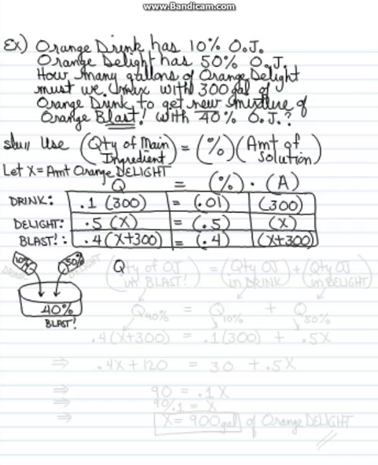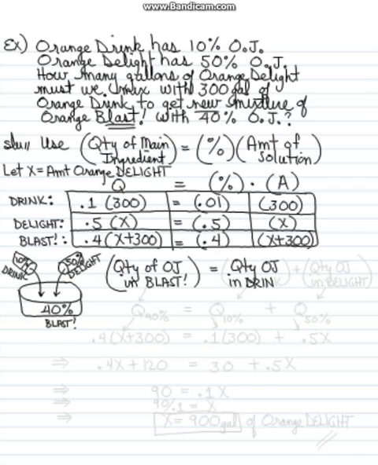So how much orange juice are we going to have inside of the vat? Well, the quantity of orange juice in the blast, which is now empty, is going to have to come from only those two sources. So it's going to equal the quantity of orange juice coming from the drink, which is the 10% solution, plus the quantity of orange juice coming from the delight, the 50% solution.